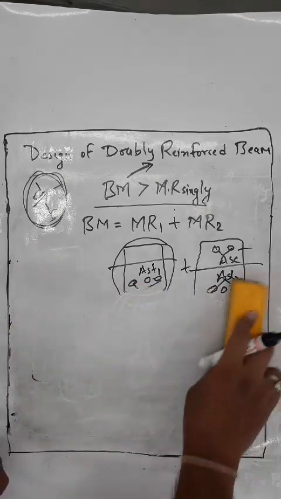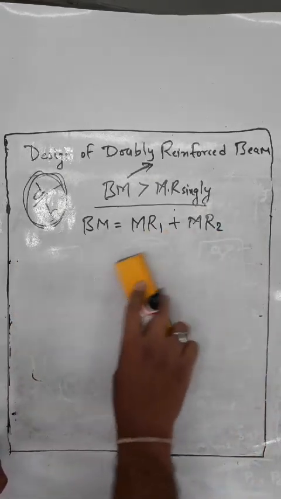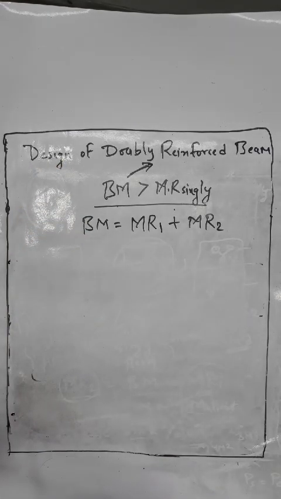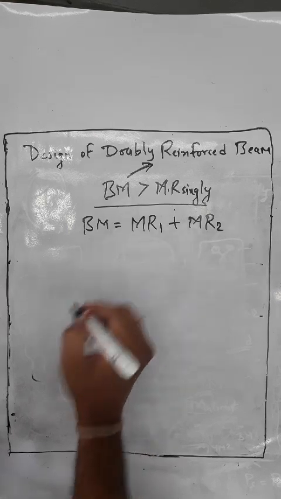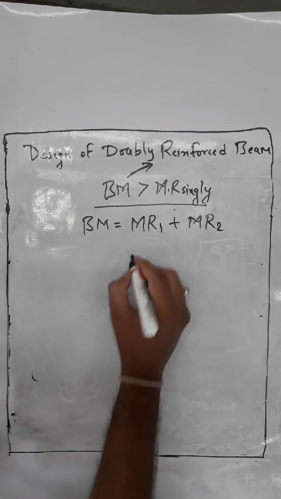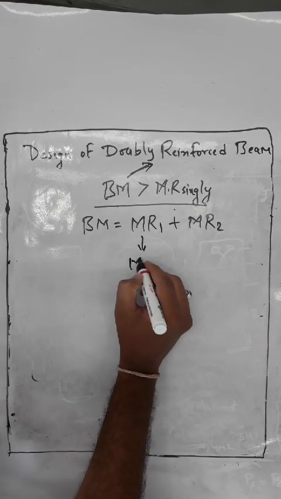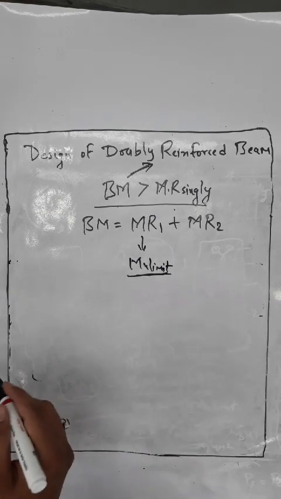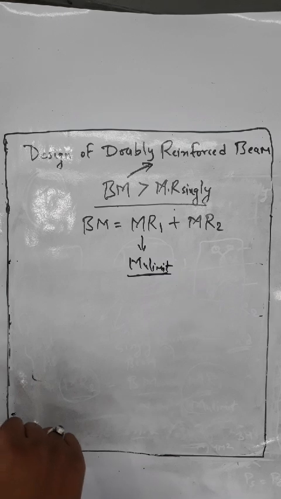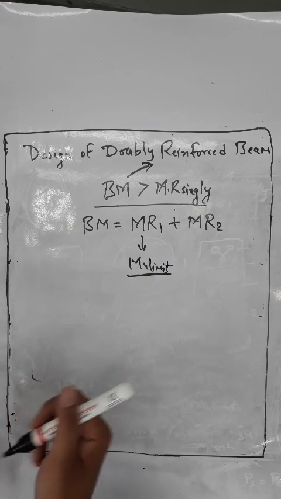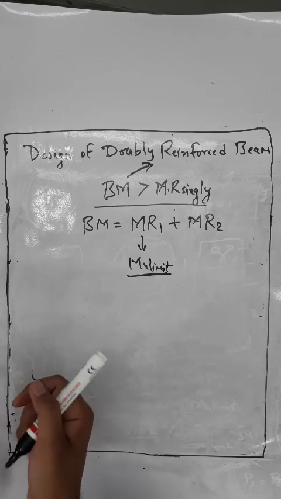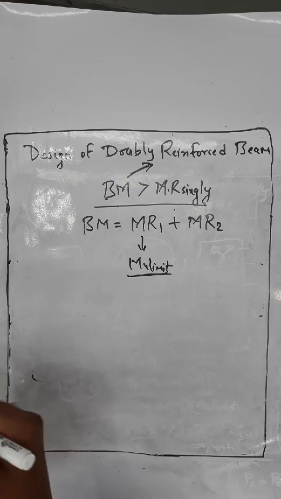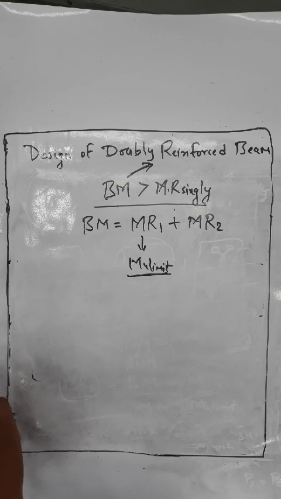First area calculation is very easy. That's how we find it. We know that MR1 is the moment of resistance for the singly reinforced beam, so we put this equal to MU limit, and the MU limit value depends on the Fe value. For Fe 250, MU limit has a different formula, for Fe 415 it has a different formula, and for Fe 500 it is a different formula.